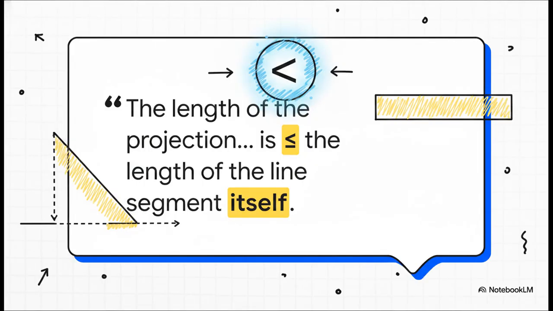And here's how the mathematicians write that same idea down. The length of the projection is less than or equal to the length of the line segment itself. That little less than or equal to symbol perfectly covers all the situations we just saw. It's shorter if it's slanted and equal if it's parallel.